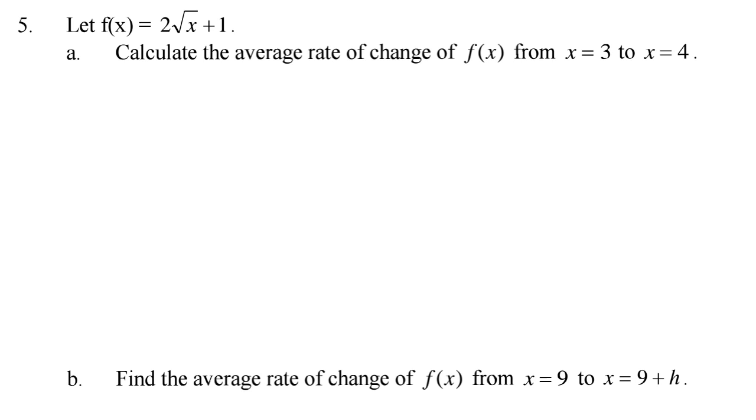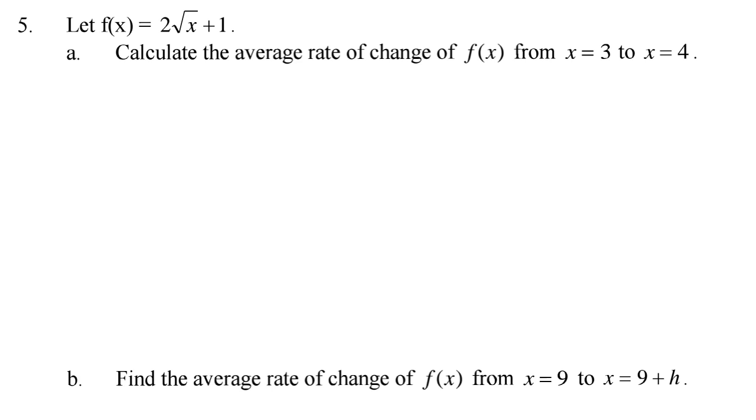Chapter 9, review number 5. It says, let f of x be 2 times the square root of x plus 1. So guys, whenever you've got a square root, you know that you're going to have to rationalize your numerator. All right, it says calculate our average rate of change from 3 to 4.